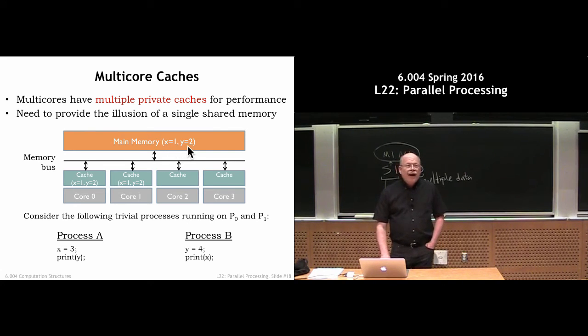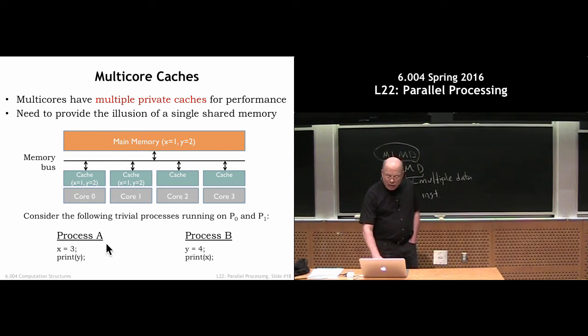That's the value you would find in main memory, and that's the value you find for each of those memory locations in the cache. Now let's see what happens when process A and process B continue running. A sets x equal to 3 and prints y, and B sets y equal to 4 and prints x.